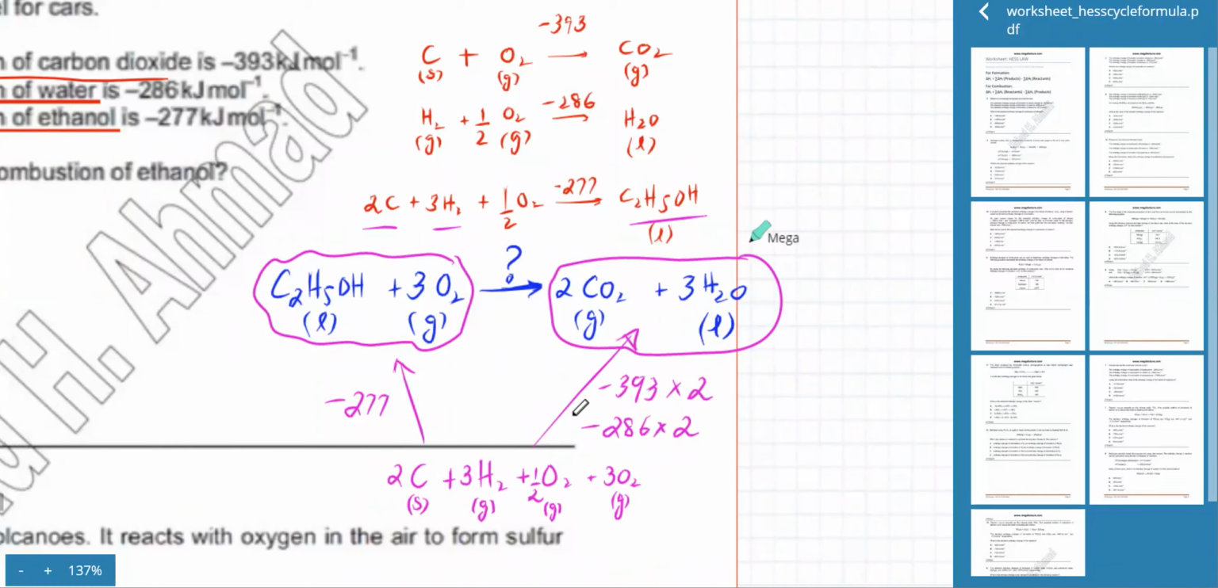So in this step over here, this is exactly what's happening. There are 2 carbons changing into carbon dioxides. There are hydrogens that are changing into water. So it is a combination of these 2 steps. So it's minus 393 into 2 because you have 2 carbon dioxides that are getting formed. And this other one is minus 286 times 2, not 2, I mean, there are 3 water molecules. So it should be 3. So is this Hess cycle clear so far? Yes or no? Is this clear?